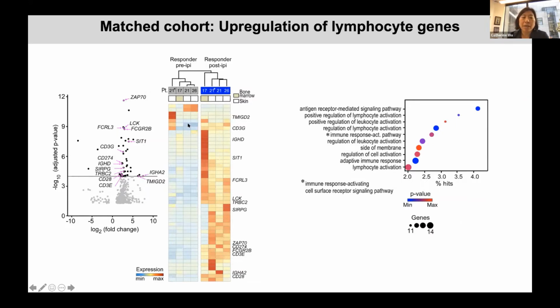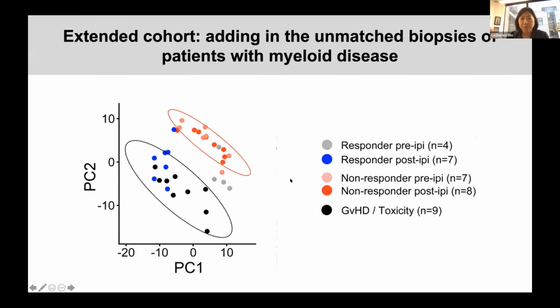And looking at their transcriptome profiles, what jumped out at us was that there seemed to be an upregulation of genes attributed to lymphocytes. And this was also evident on pathway analysis. And when we started to add in the unmatched biopsies by PCA plot, you could see that the responders seem to segregate together, the non-responders seem to segregate together.